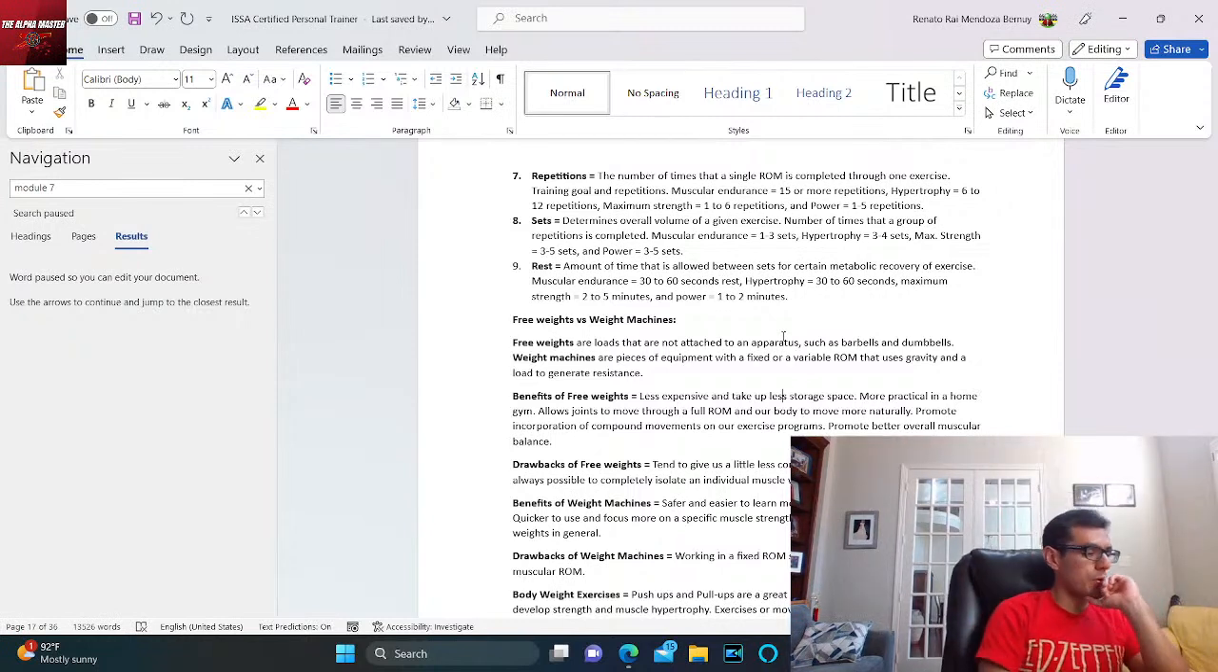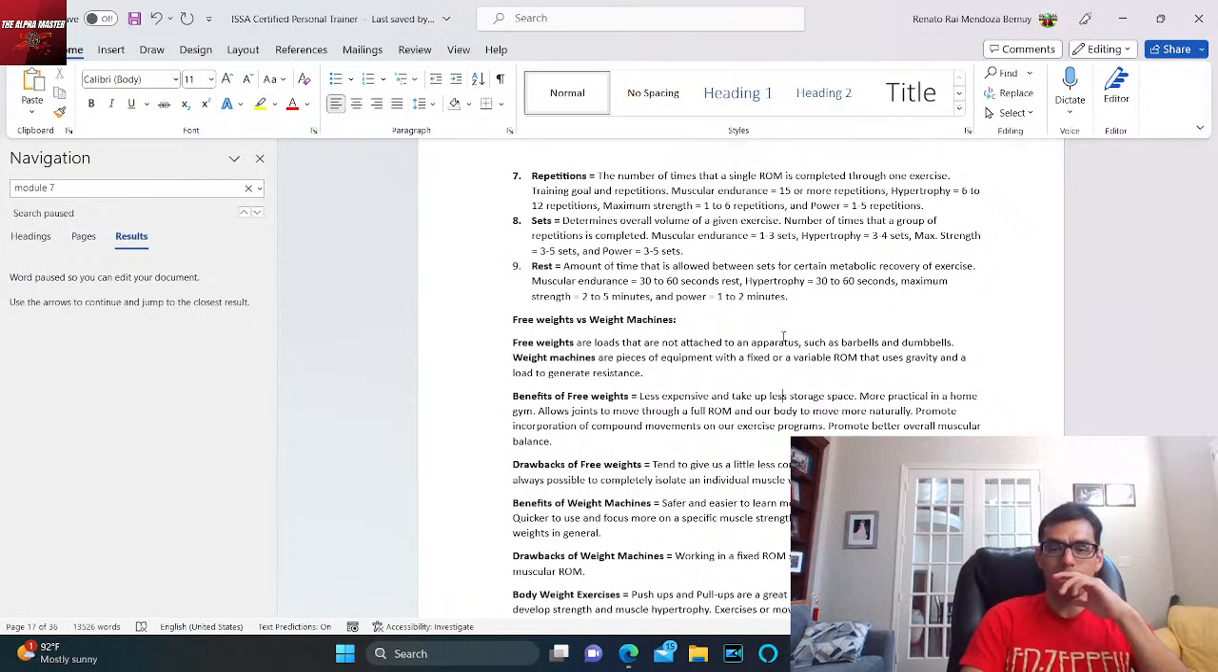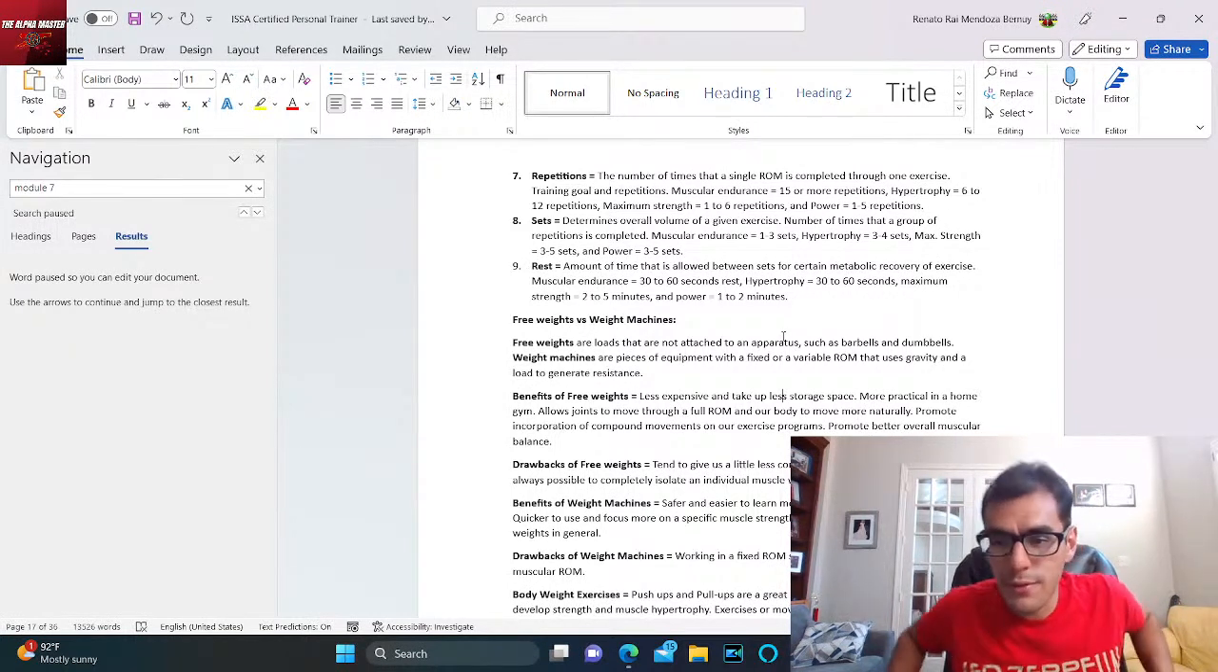The drawbacks are that free weights give us less control than machine weights, require more physical space, and it is not always possible to completely isolate individual muscles with these exercises.